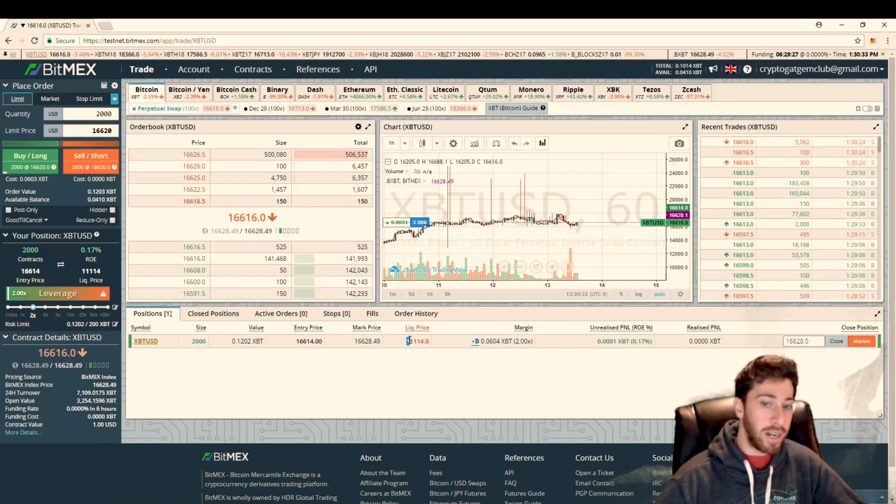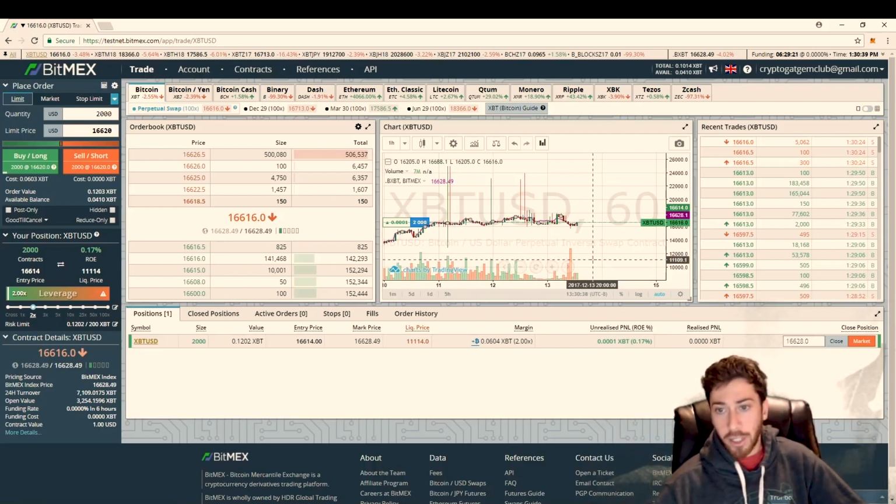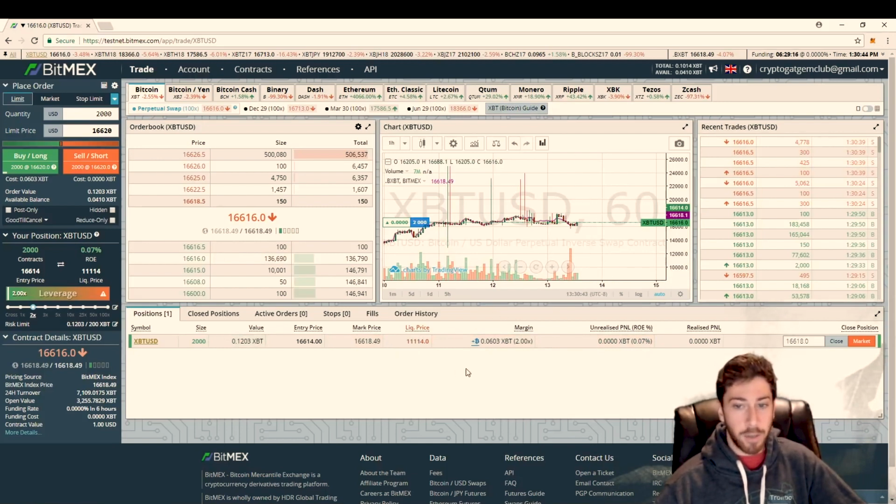And if you had a short and the last price is above your liquidation price, then you're going to get liquidated. Same thing for a long. If you have a long, Bitcoin flash crashes and then keeps trading below 11,114, we're going to get liquidated.